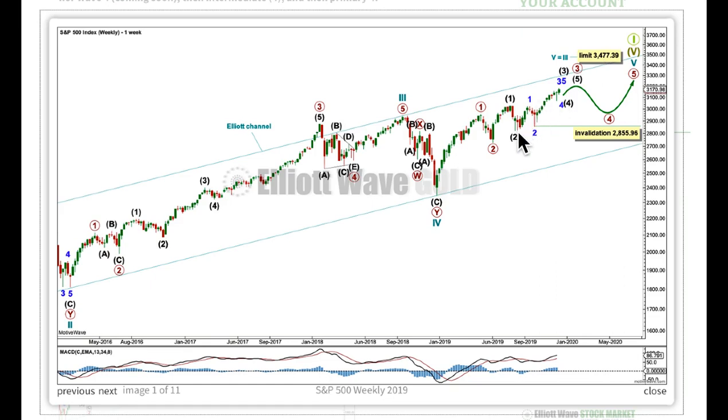Let's take a look at the middle of this fifth wave. We're looking at the extended third wave from this low here.